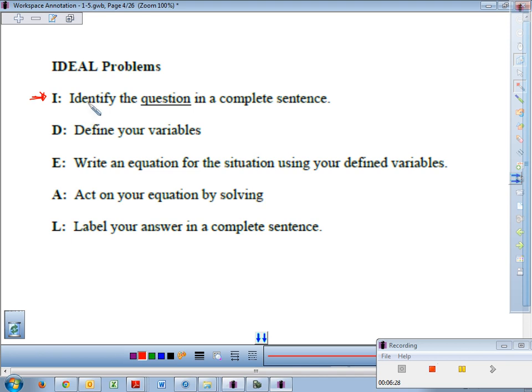I is the first thing you got to do: identify the question in a complete sentence. Don't sentences start with capital letters and end with punctuation? So if it's a question, shouldn't it start with a capital letter and end with a question mark? Cool? That's the first thing we'll do.